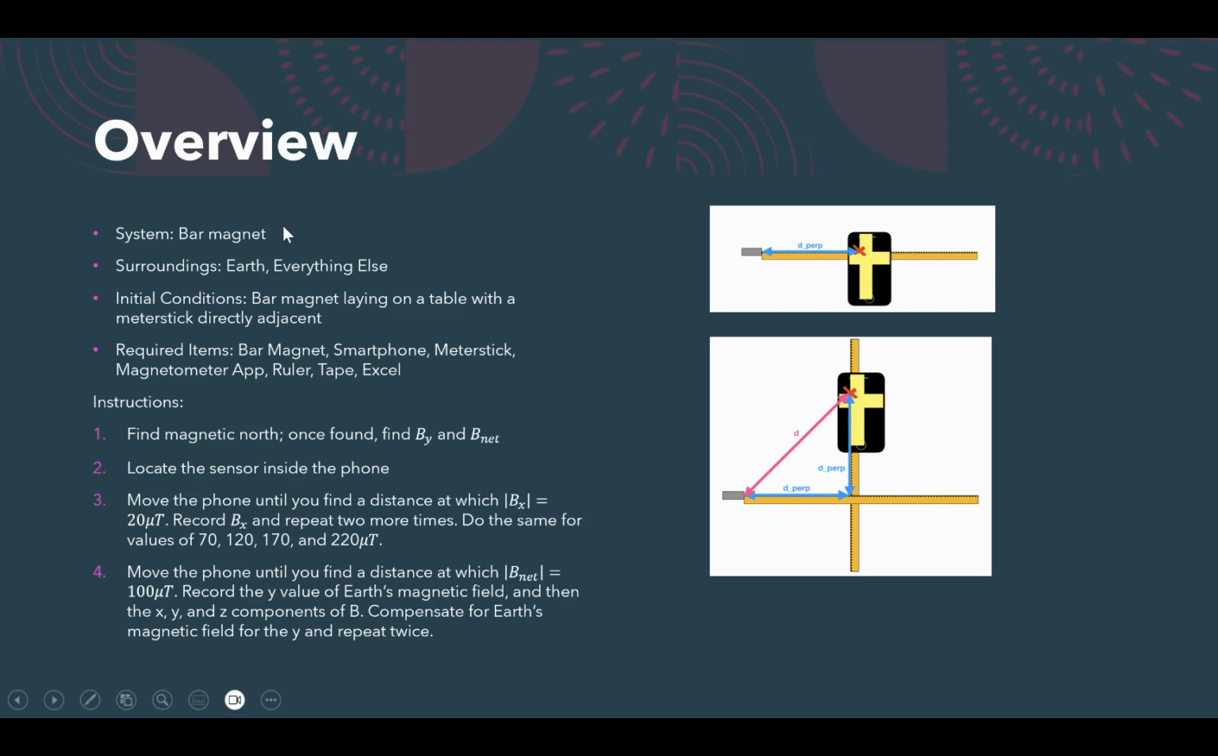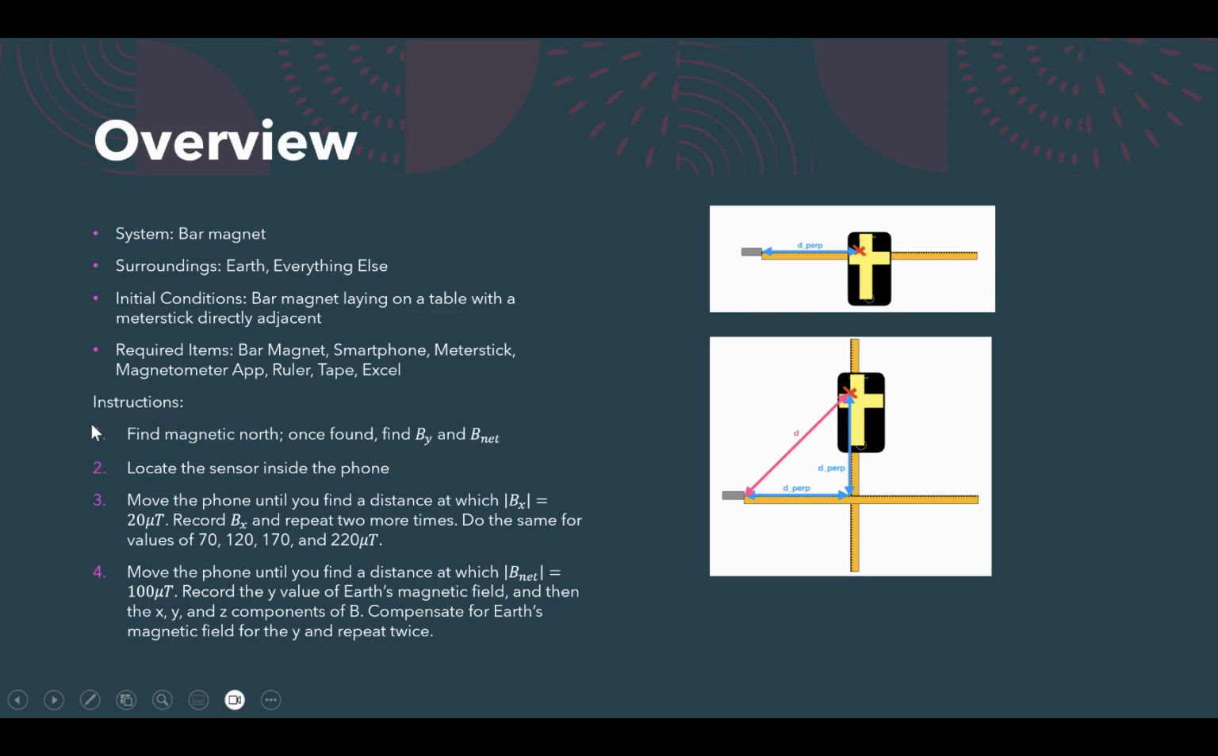So the overview of the system was the bar magnet and the surroundings were Earth and anything else that could have impacted the magnetometer. The initial conditions was a bar magnet laying on a table with a meter stick directly adjacent to it. And then the required R&Ms were a bar magnet, a smartphone, a meter stick, a magnetometer app, a ruler, some tape, and Excel.